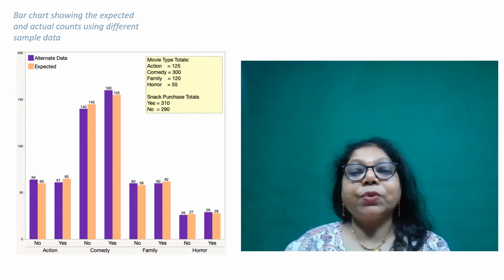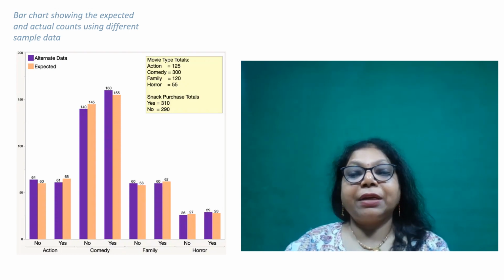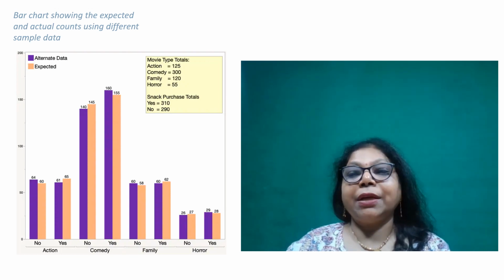0.903. The chi-square value is still 7.815 because the degrees of freedom are still 3. So we would fail to reject the idea of independence because 0.903 is less than 7.815. So the owner of the movie theater can estimate how many snacks to buy for each type of the movie, which here are shown in the four categories: action, comedy, family, and horror.